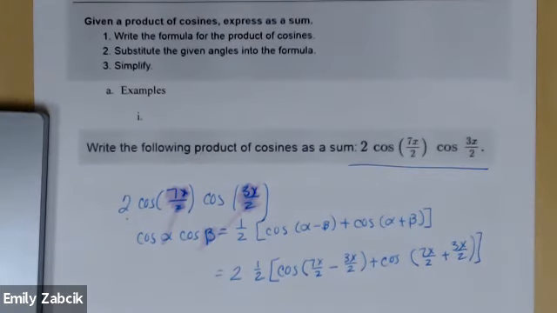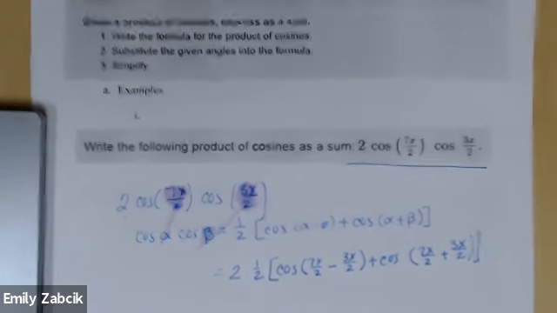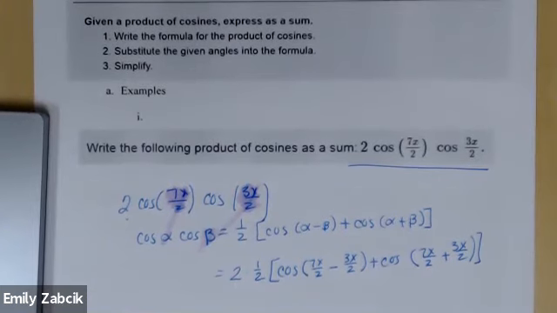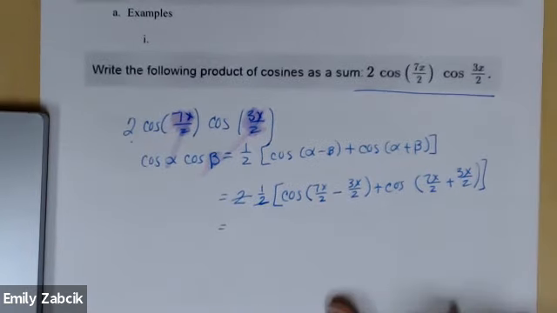And so I would always recommend just straight plugging in. Don't try to simplify anything along the way. Just go ahead and straight plug in whatever you have. Then once you get it all plugged in, start cleaning it up. 2 times 1/2 just gives me a 1. These essentially just cancel each other.